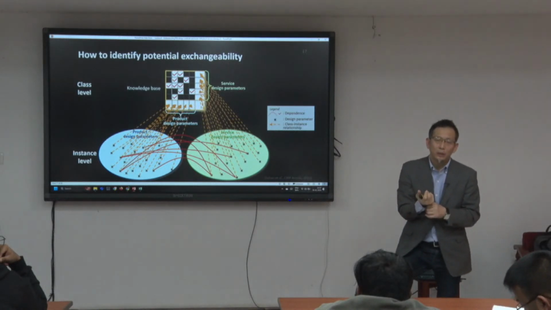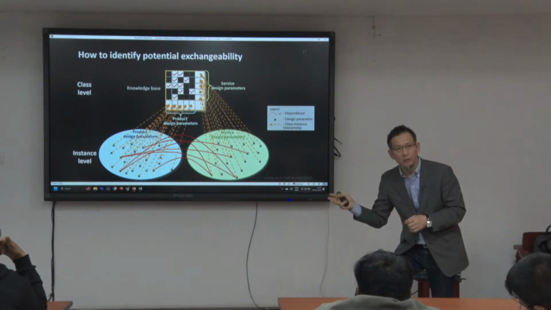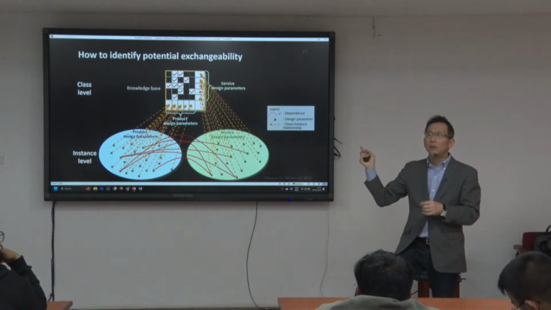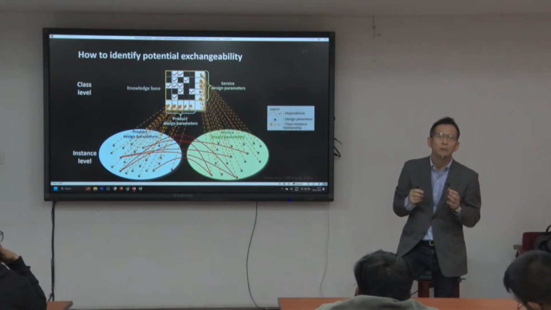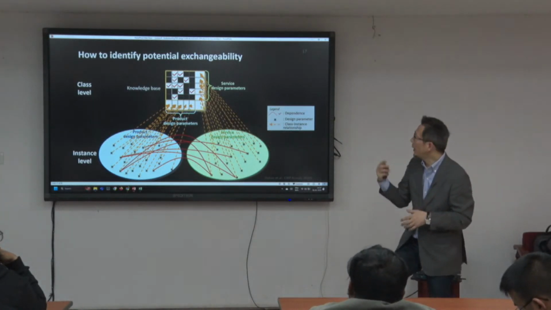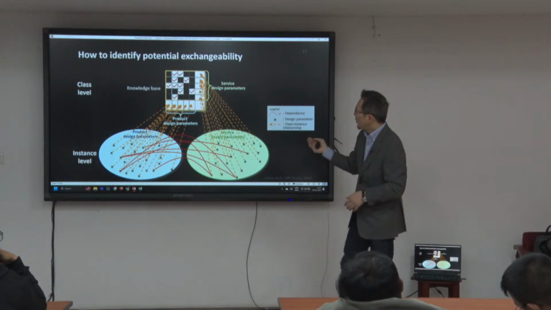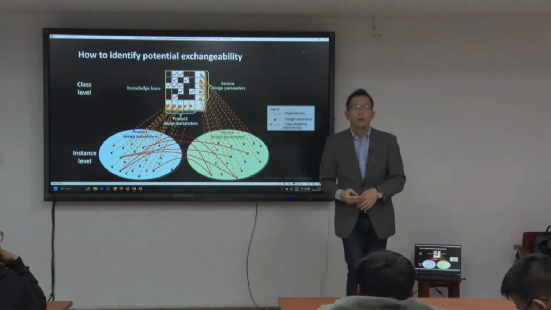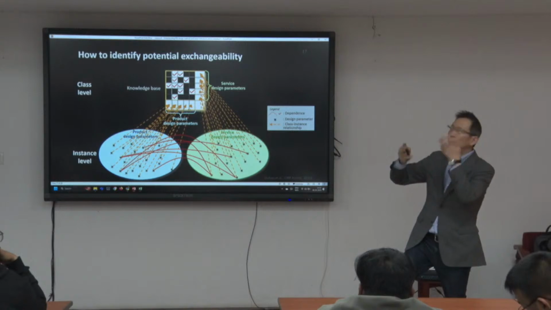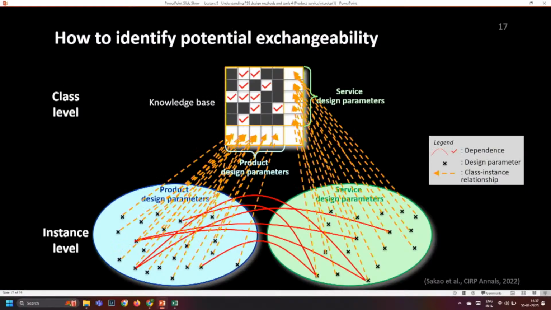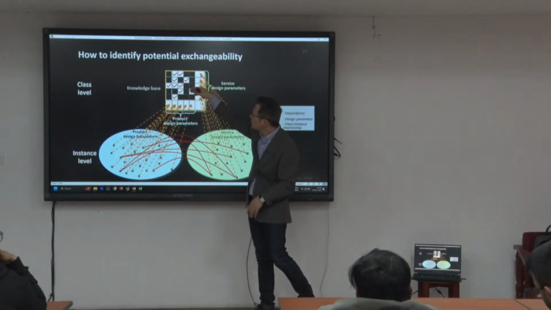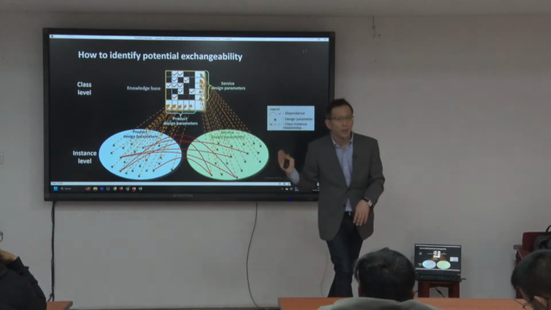I exemplified earlier the service design parameter classes. Okay, in that particular slide, there were only 7 or so. Okay, and in the same way, product design parameters are not that many if you are on the class level. So therefore, the number of combinations can be significantly reduced. So the computational effort or analysis effort is much, much lower if you do it on the class level, right?